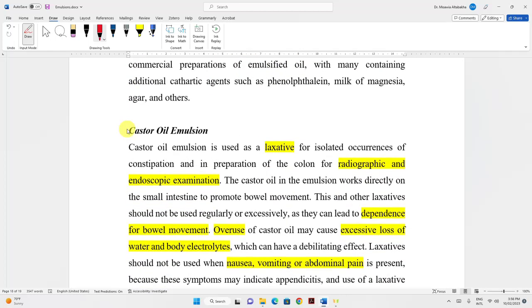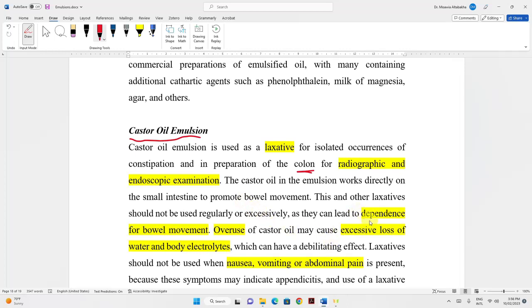Okay, another laxative is castor oil emulsion. Castor oil emulsion, this is a laxative. It's given occasionally in case they want to prepare for radiographic or endoscopic examination of the colon. Okay, the castor oil might be administered.